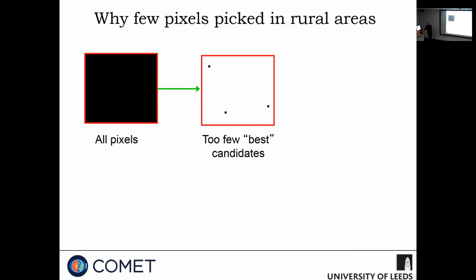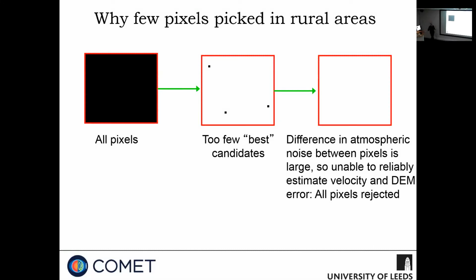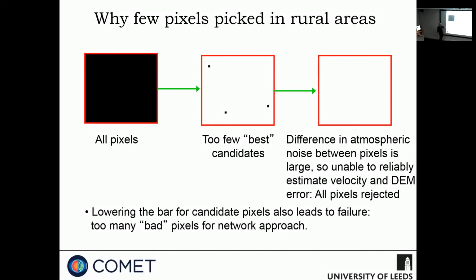This doesn't work if you have too few good candidates to start off with. The problem is that the distance between these good points becomes so great that your assumptions about eliminating atmosphere are no longer true. If they're too far apart, more than a couple of kilometers, then it's not going to work, and you can end up just rejecting it. And if you lower your bar too much to get more candidates, then you end up with too many bad ones.